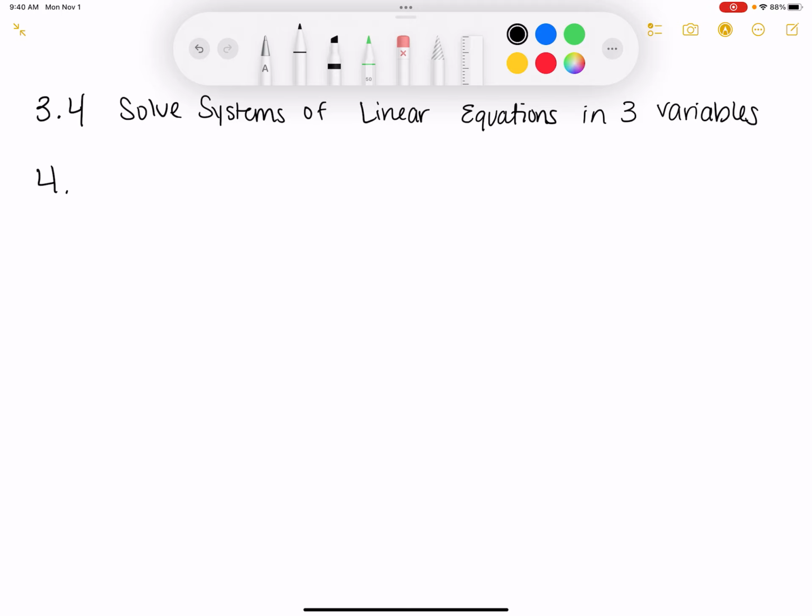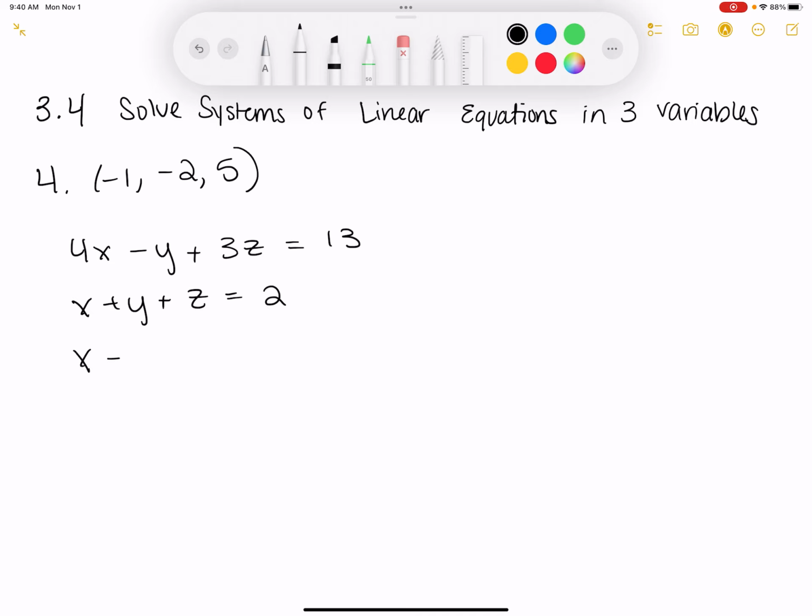So number 4, we got -1, -2, and 5, and then our 3 equations are 4x minus y plus 3z is equal to 13, x plus y plus z is equal to 2, and x plus 3y minus 2z is equal to -17.